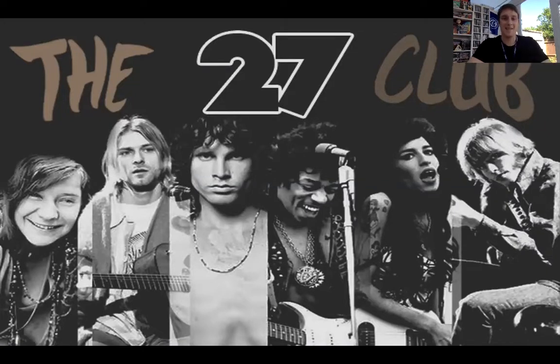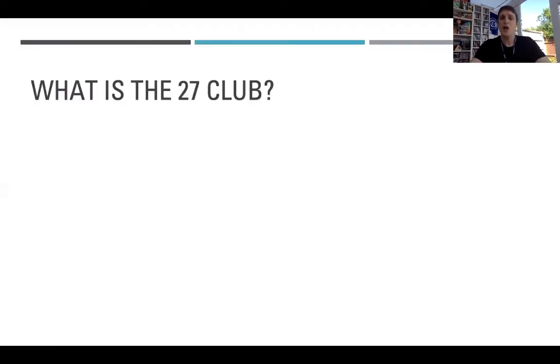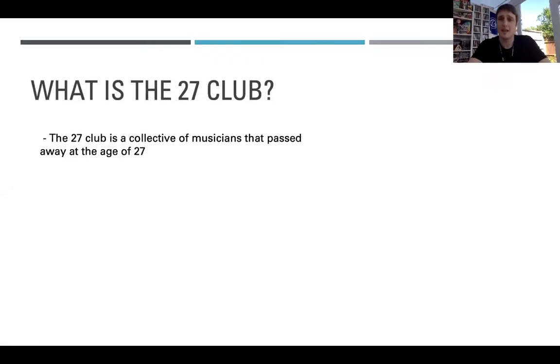Okay, assuming you've named as many as you can, then let's dive in and talk about what the 27 Club actually is, and then we'll see if you could recognize any of the musicians. So the 27 Club is a collection of musicians that very tragically passed away at the age of 27.